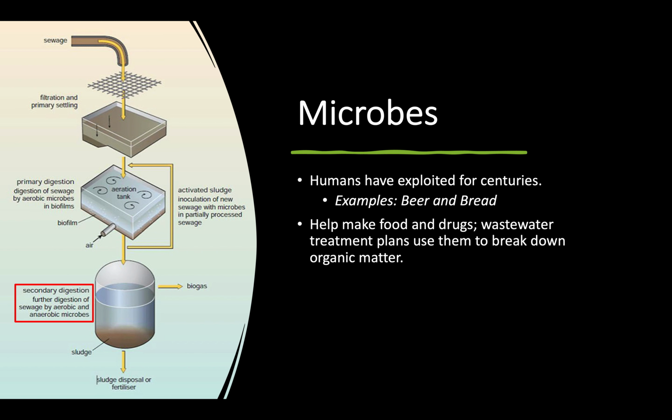So our wastewater treatment plant in Tulsa, I believe, is a tertiary plant, meaning they have 3 different sections of filtration. So this is an example here on the left of how that works. You have sewage that goes into filtration and primary settling. There's an aeration tank, where it's sort of on top of the building usually. They aerate, or allow oxygen to enter, this tank. Primary digestion of sewage by aerobic microbes, which is what we're talking about, and activated sludge. So basically, we're talking about the microbes.